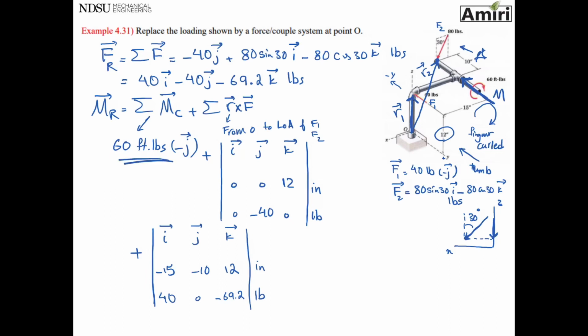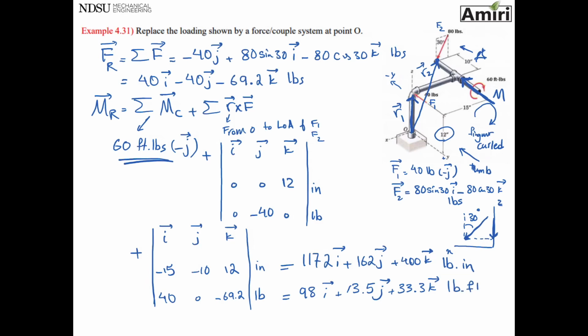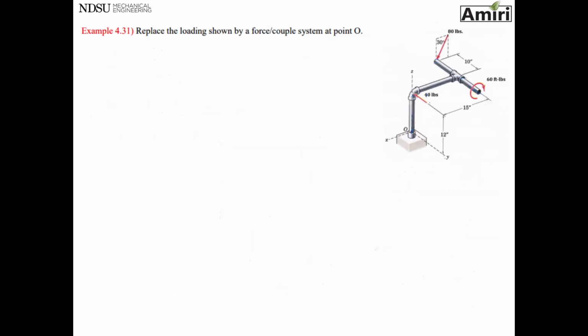I have an existing MC, then I'm moving two forces. So if you do the math on this one, you are going to get 1172I, 162J, 400K pound inch. Those numbers are too large. I'm going to divide it by 12. 98 I, it just looked a little bit better. 13.5 J, 33.3 K. That makes it pound feet. They're both correct. They're both acceptable in this regard. Okay, let's look at another problem, the last one.